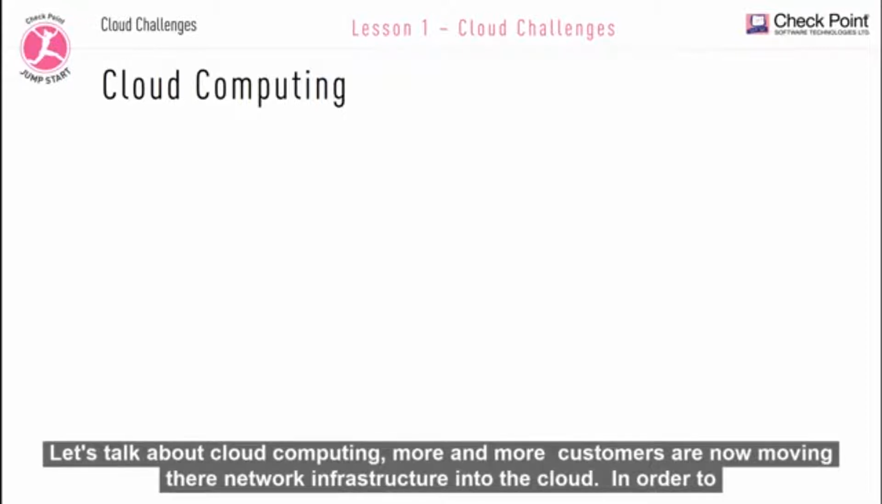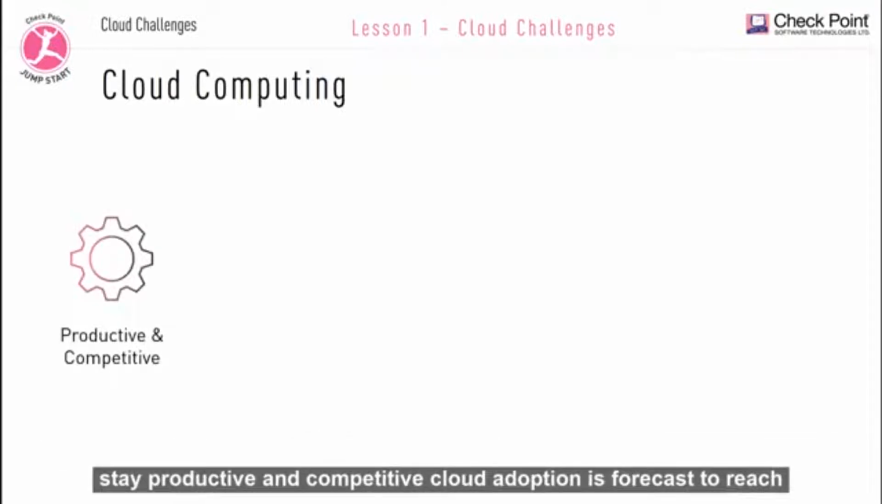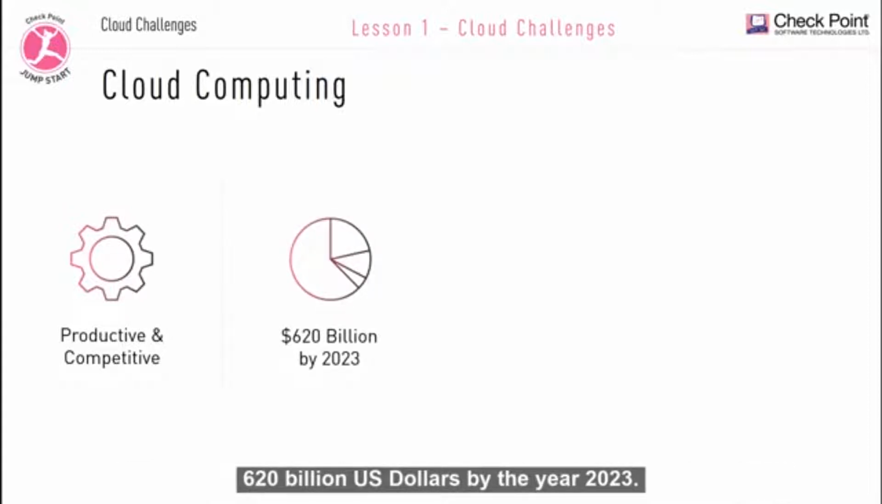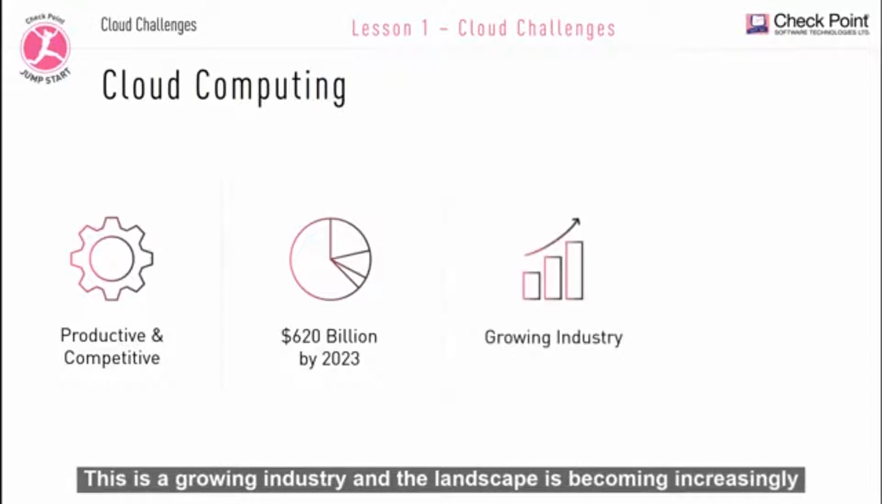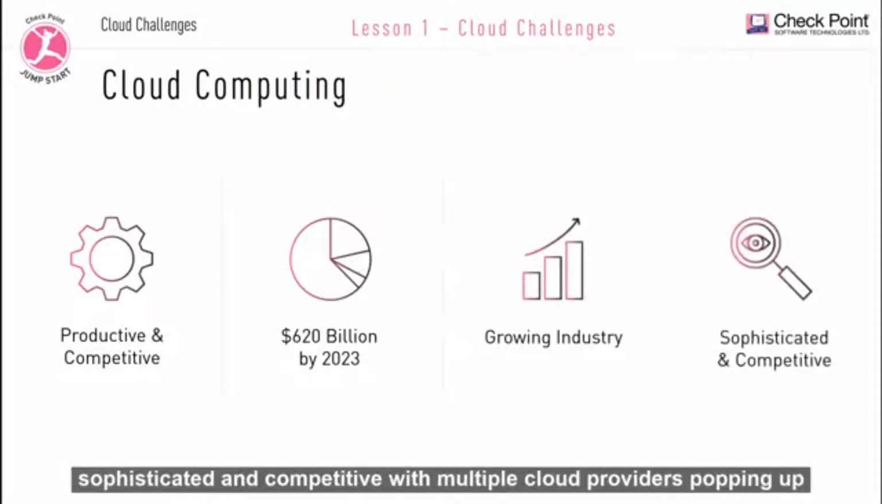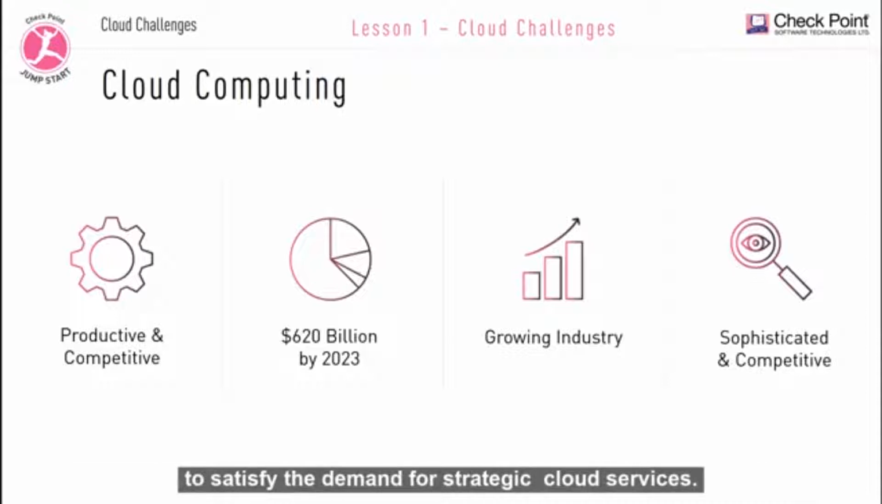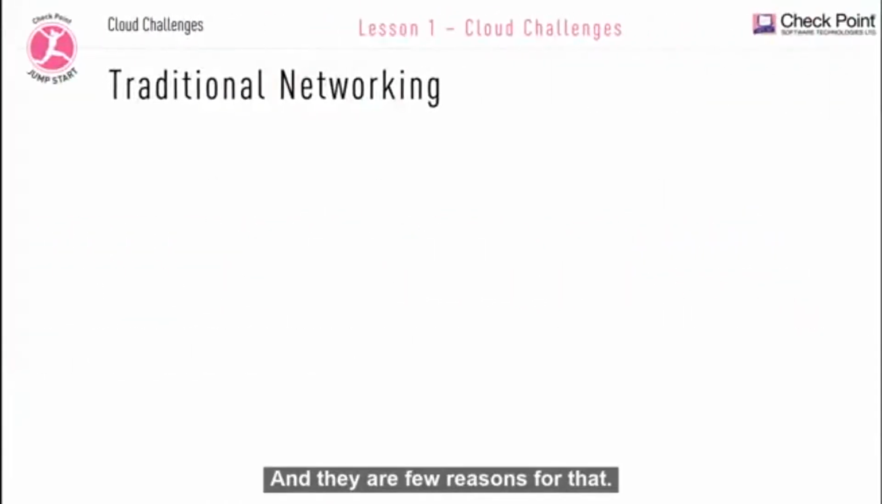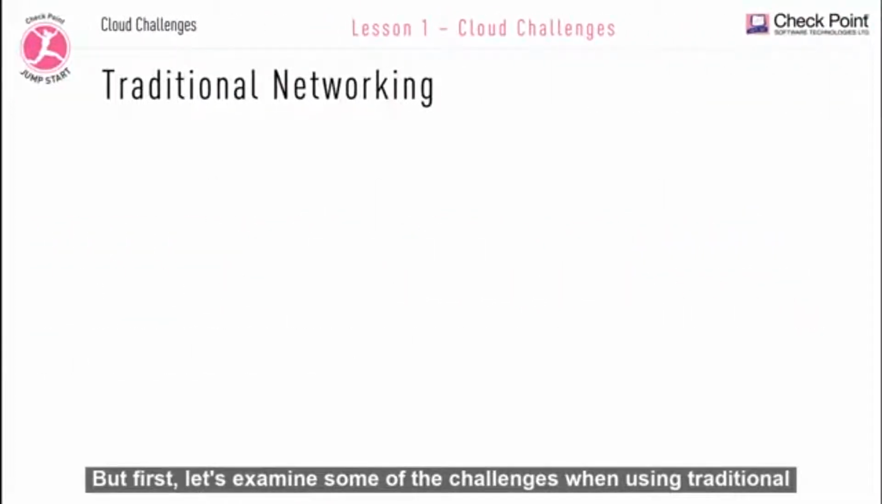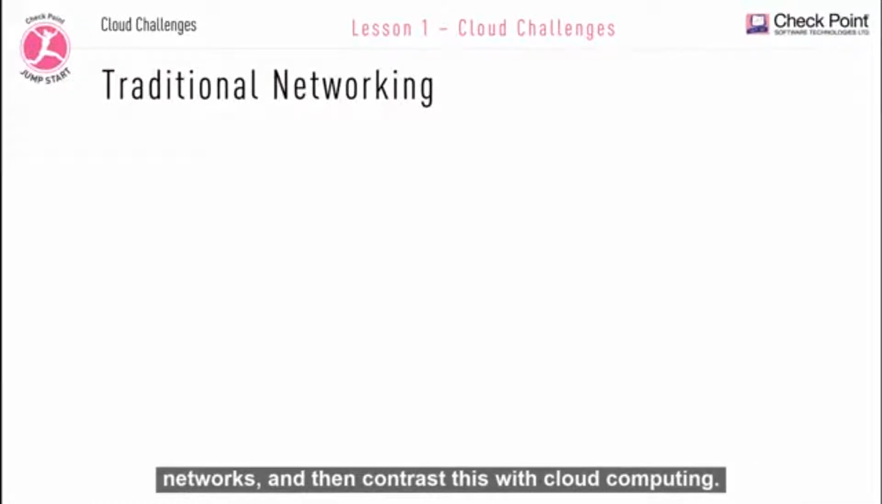More and more customers are now moving their network infrastructure into the cloud in order to stay productive and competitive. Cloud adoption is forecast to reach $620 billion by the year 2023. This is a growing industry, and the landscape is becoming increasingly sophisticated and competitive, with multiple cloud providers popping up to satisfy the demand for strategic cloud services. And there are a few reasons for that. But first, let's examine some of the challenges when using traditional networks, and then contrast this with cloud computing.